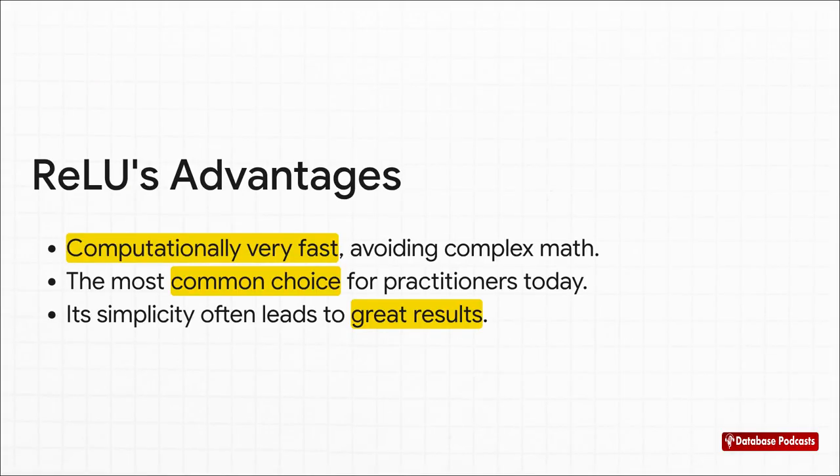So why is this ridiculously simple function the go-to choice now? Well, there are two huge reasons. First, it's incredibly fast to compute. There's no fancy math, just checking if a number is bigger than 0. That makes training networks way faster. And second, it helps fix a really tricky problem called the vanishing gradient, which is where the learning signal gets weaker and weaker as it goes through a deep network. ReLU keeps that signal strong for positive values, so the network can keep on learning.